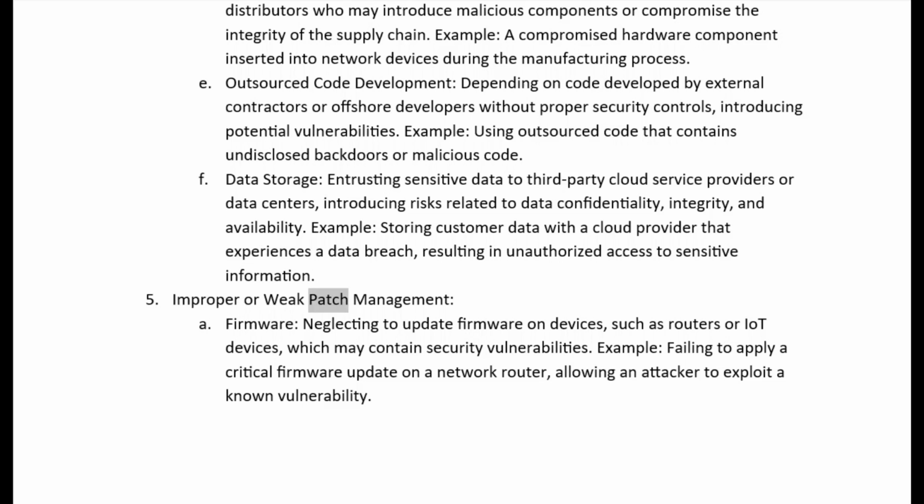Improper or weak patch management. Firmware: neglecting to update firmware on devices, such as routers or IoT devices, which may contain security vulnerabilities. Example: failing to apply a critical firmware update on a network router, allowing an attacker to exploit a known vulnerability.